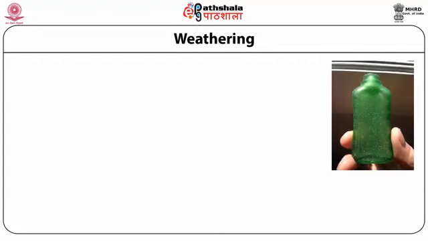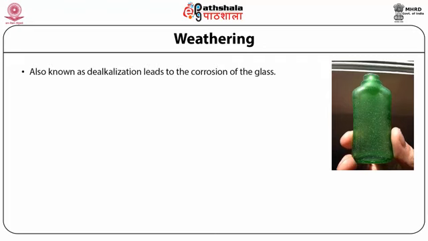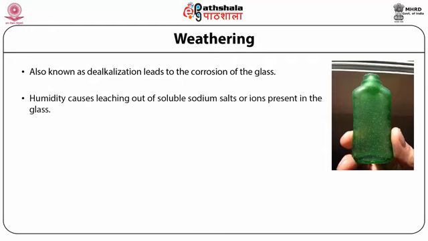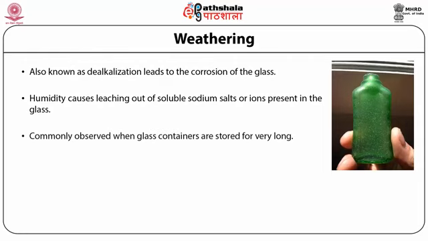Weathering. Now let us discuss what weathering is and how it creates a problem when we use glass as a packaging material. Weathering is also known as de-alkalization and leads to corrosion of the glass. Humidity causes leaching out of the sodium salts or iron present in the glass. It is commonly observed when glass containers are stored for a very long time.